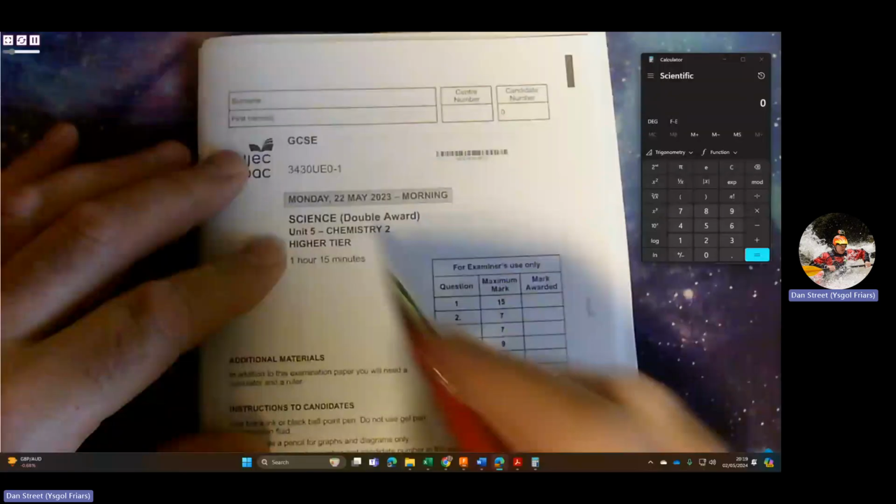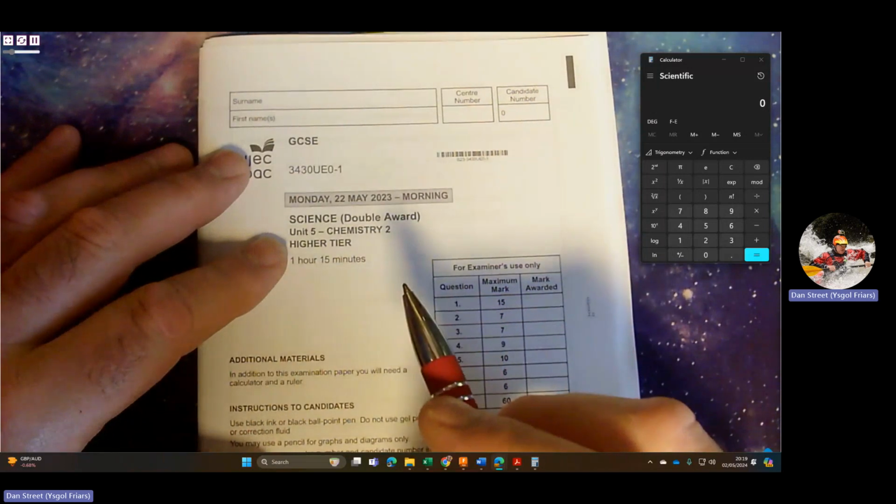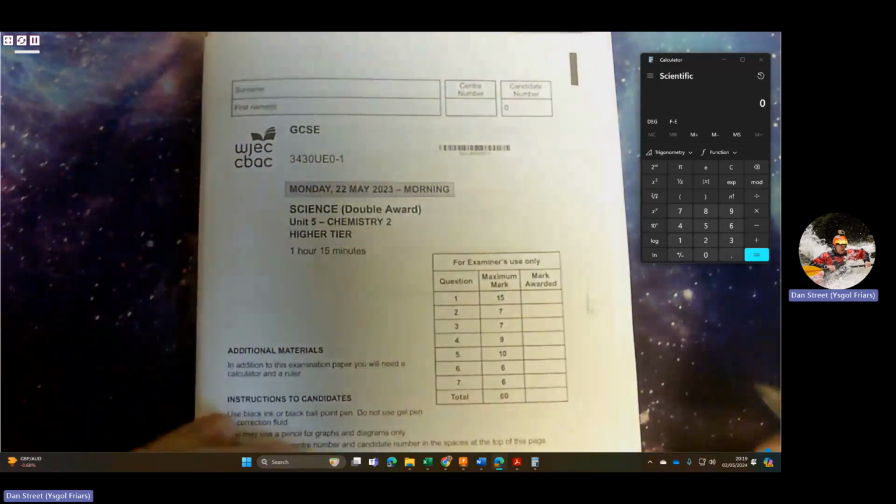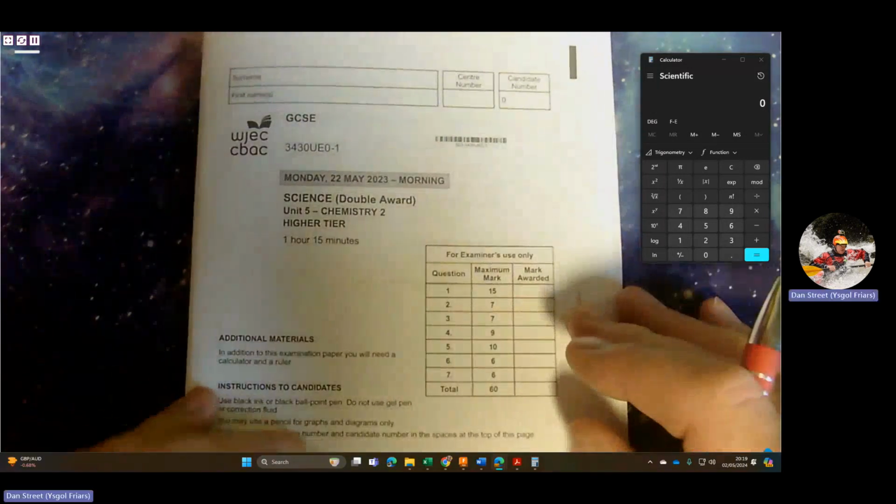Okay, so this is the walkthrough for the 2023 higher paper. I'm afraid we're back to the flickery screen and the small paper, but I'm sure we'll cope. So question number 1.